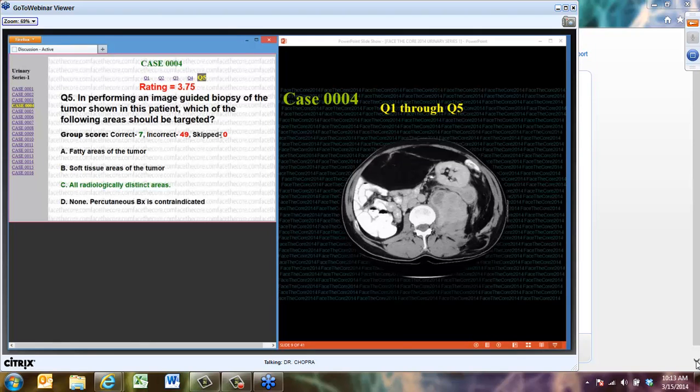In performing an image-guided biopsy of the tumor shown, which is a liposarcoma, which of the following areas should be targeted? It is all radiologically distinct areas. You will biopsy this, you will biopsy this, you'll biopsy this, you'll biopsy this. Because this tumor has a good prognosis, the treatment is with debulking, and therefore the surgeon needs to know how far to go with that debulking. And also later on when the tumor recurs, you want to know, is it recurring in a site where previously a tumor was there or not.